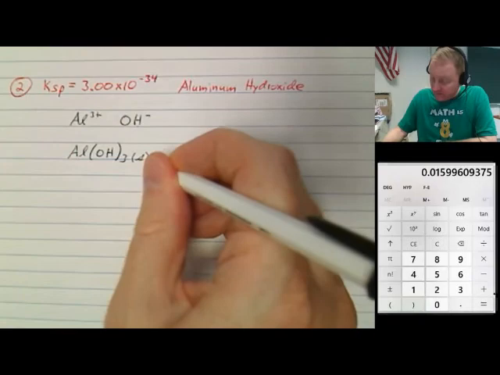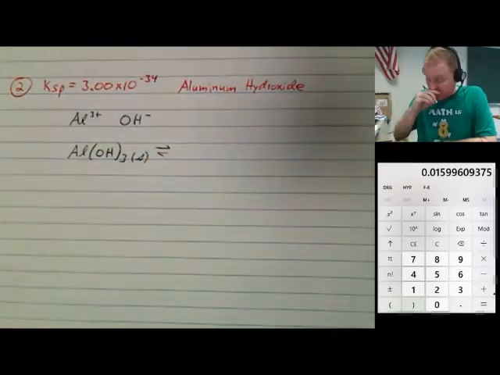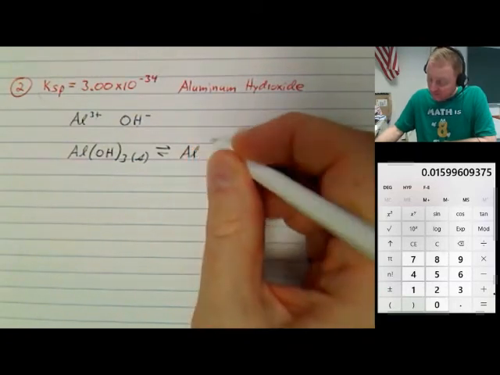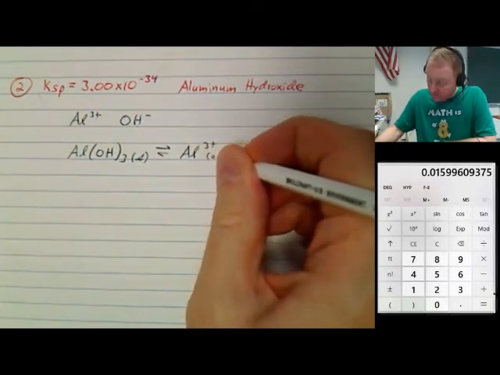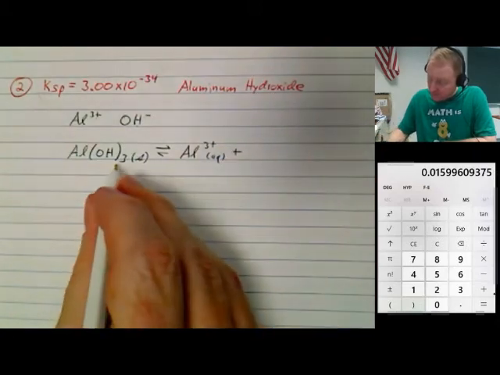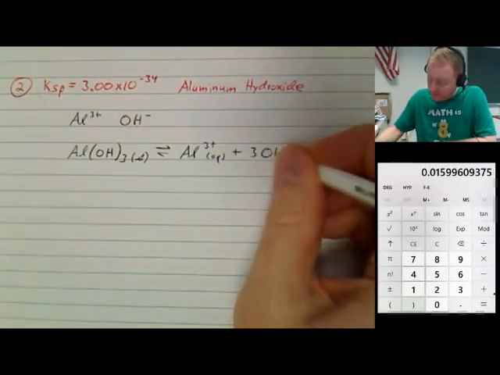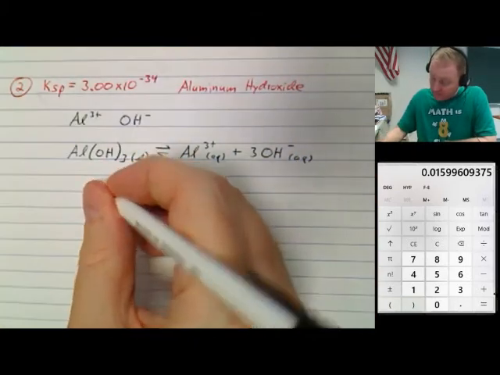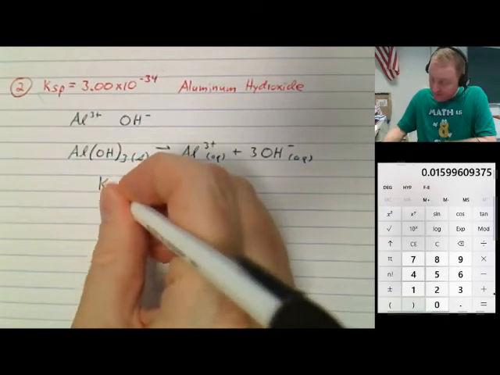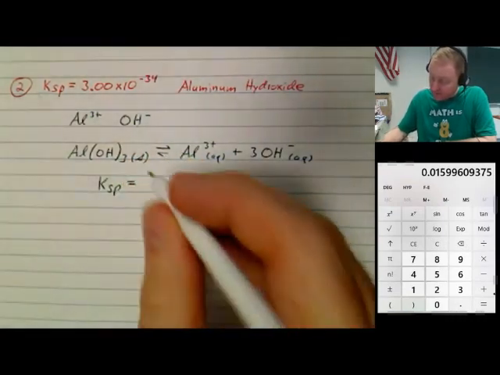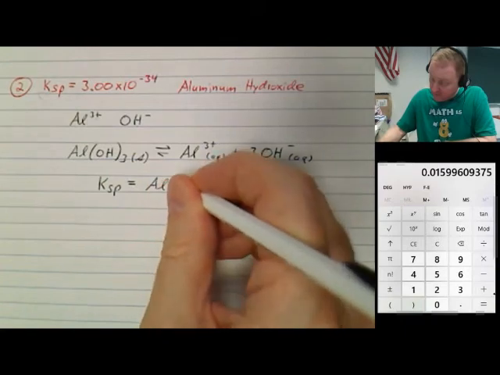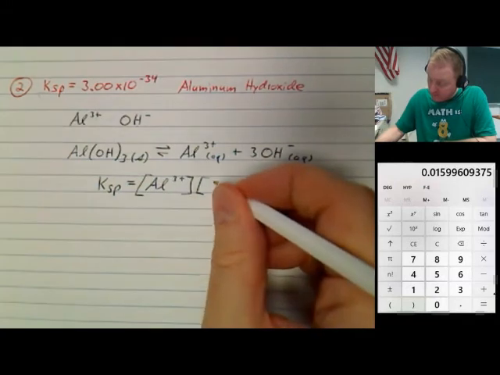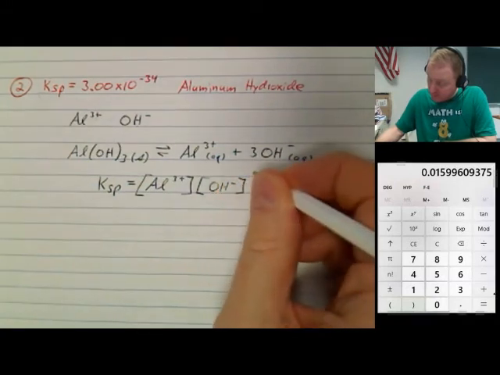And this is a solid in equilibrium. We're dissociating because I have a Ksp. It dissociates into aluminum, which is aqueous, plus 3 hydroxides, which are also aqueous. Next, what is our formula for the Ksp? Ksp equals the aluminum concentration times the hydroxide concentration cubed.